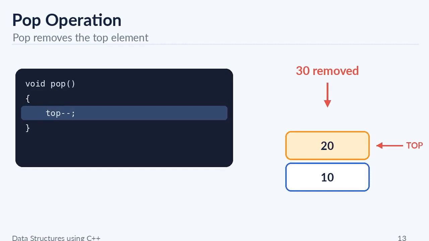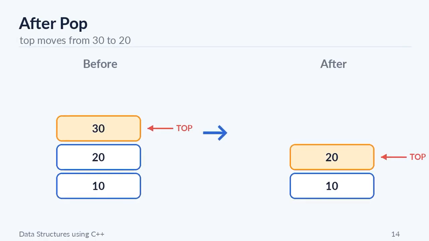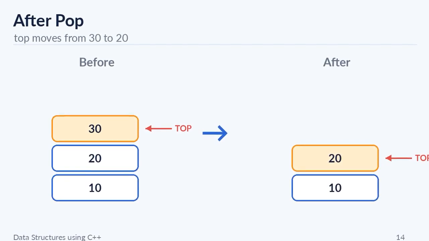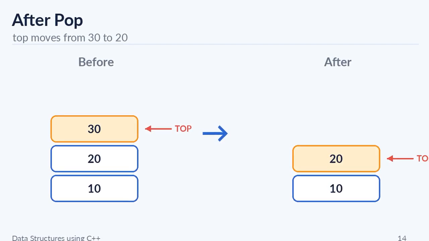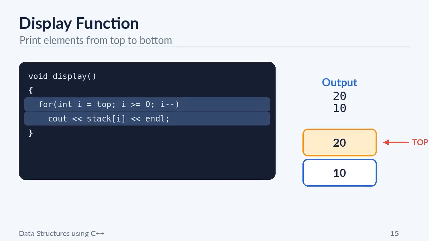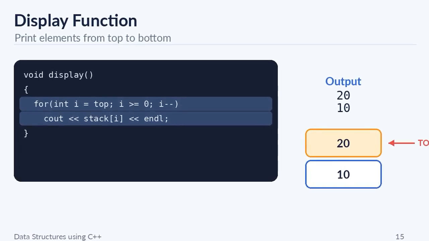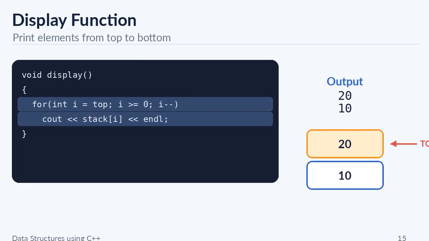Opening brace, top--. Pop actually removes the top element. If top is pointing to 30, after top--, it moves to 20. So 30 is removed from the stack. After pop, what elements are remaining? 10 and 20. Finally, we'll have the display function.